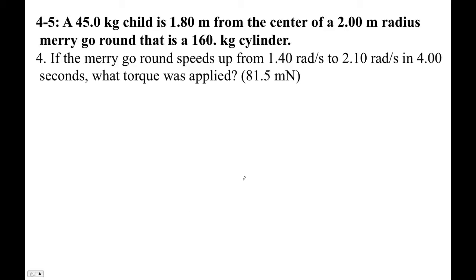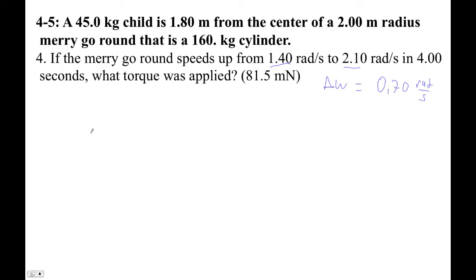Okay, so the merry-go-round speeds up from something to something, right? So our delta omega is, what is that? Is that 0.70? I want to say that. 2.1 minus 1.4. Sad if I'm wrong, you know. That's radians per second, right?